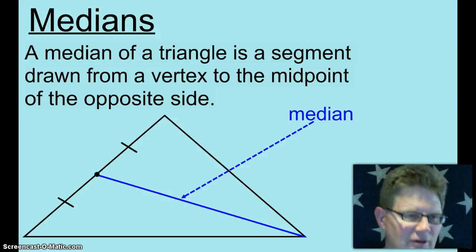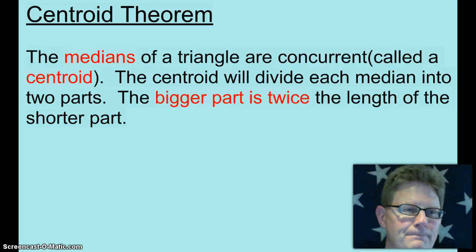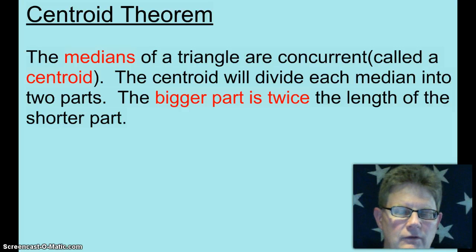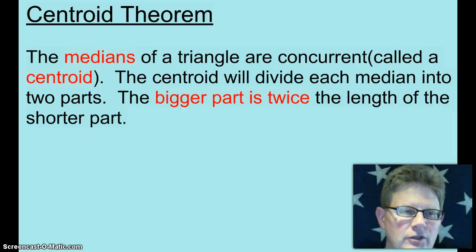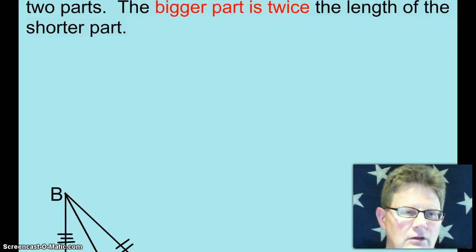Okay, there's the definition. Where is it? Here comes the theorem. The Centroid Theorem: the medians of a triangle are concurrent. That is, they intersect all at the same point. That point of concurrency is called a centroid. The centroid will divide each median into two parts. The bigger part is twice the length of the shorter part. Okay, now that you got that written down, let's take a look.